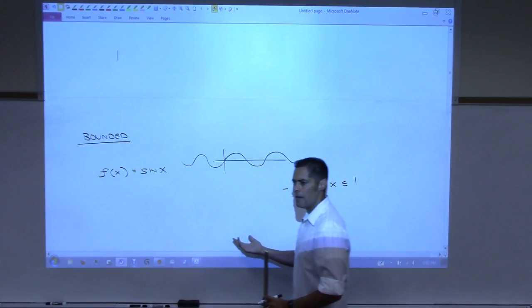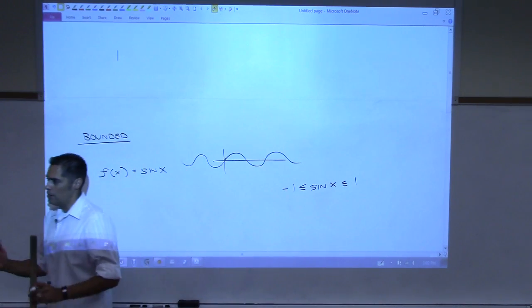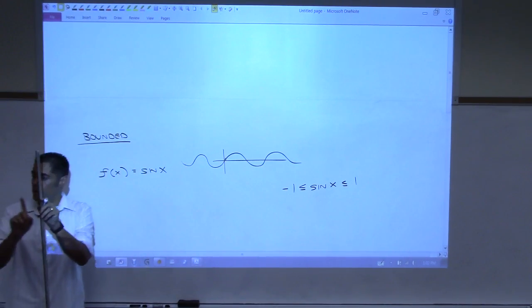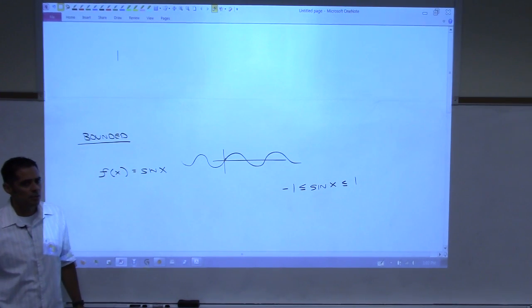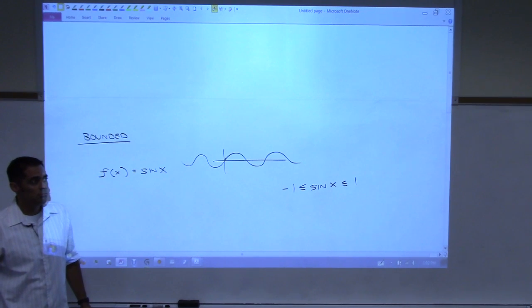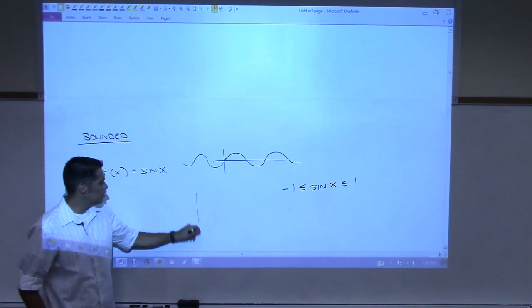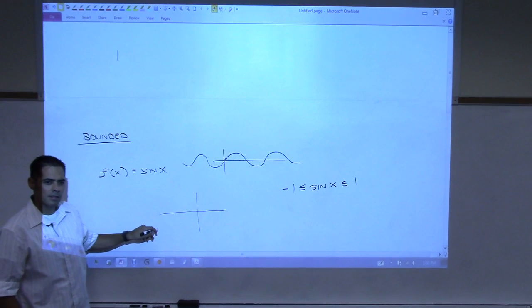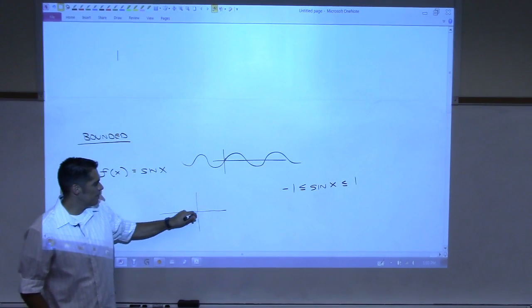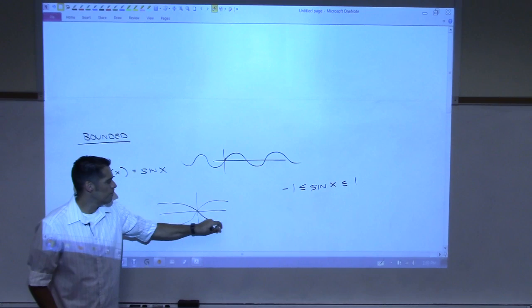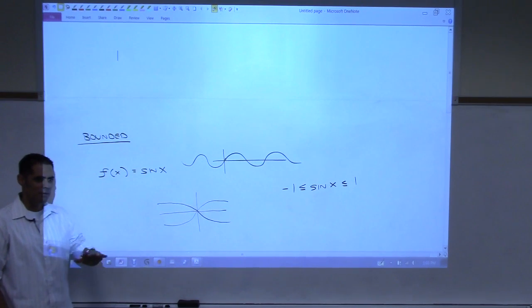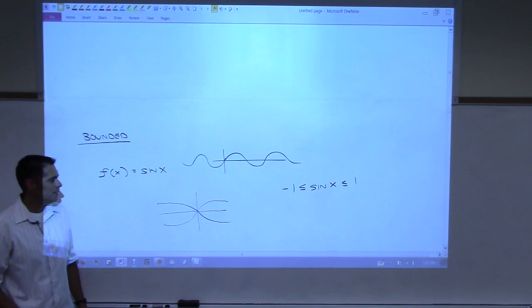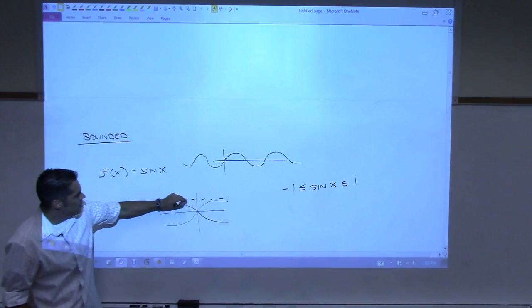How about tangent? Is tangent bounded? No, tangent's not bounded. Even in its domain, it becomes infinite, so it would not be bounded. How about cotangent? Yes, cotangent is bounded. If you remember what cotangent looks like, it's either this one or this one, right? You have this on your formula sheet. Go back and review these if you need to. But there is a bound on these.